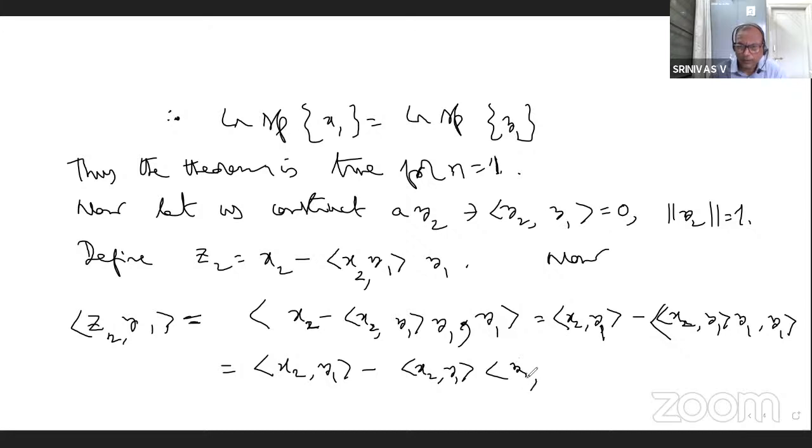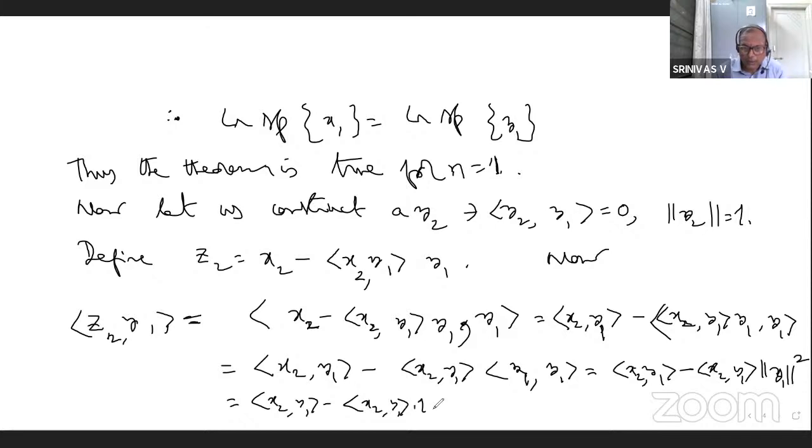What remains is the vector y1. This scalar comes as it is, minus this scalar x2 comma y1 into inner product y1 comma y1. This is norm y1 square, and norm y1 is 1. Therefore, this becomes x2 comma y1 minus x2 comma y1 into norm y1 square, and norm y1 square is 1. So this is x2 comma y1 minus x2 comma y1 into 1. This is 0. It means Z2 is orthogonal to y1.